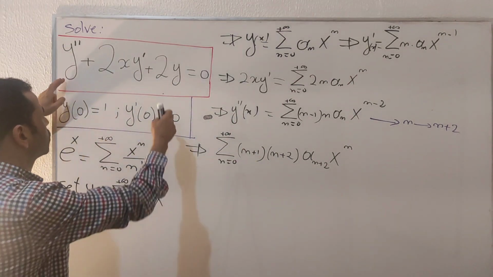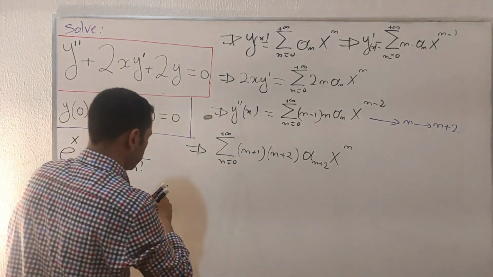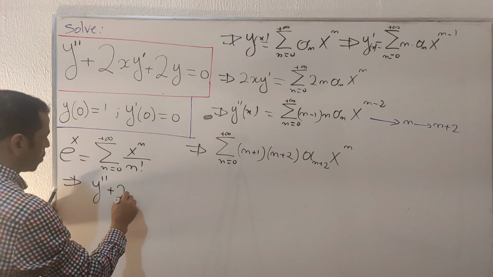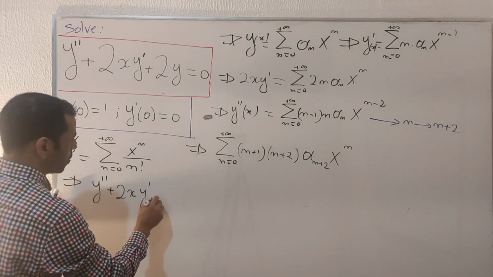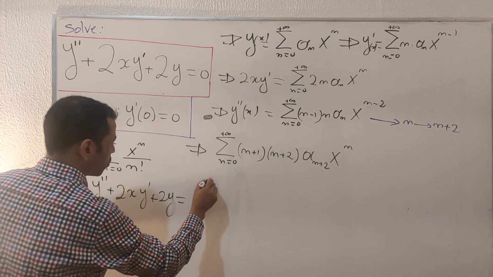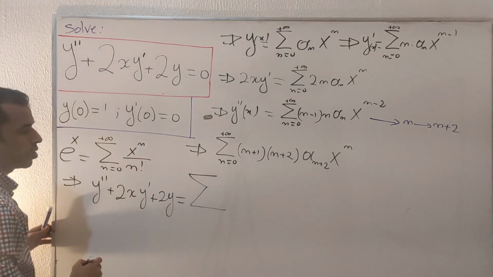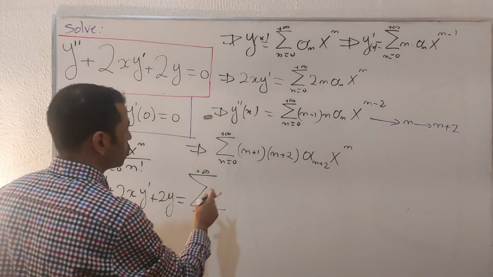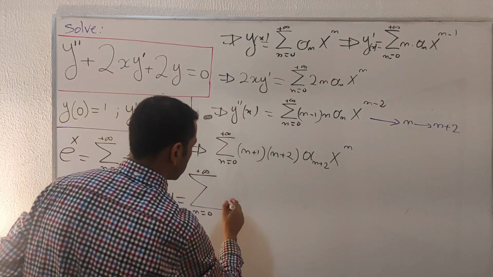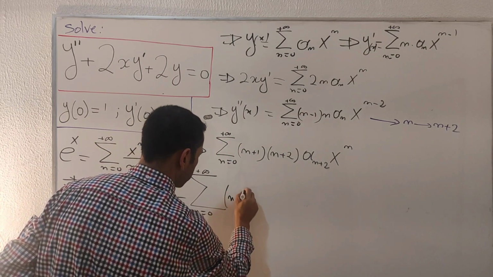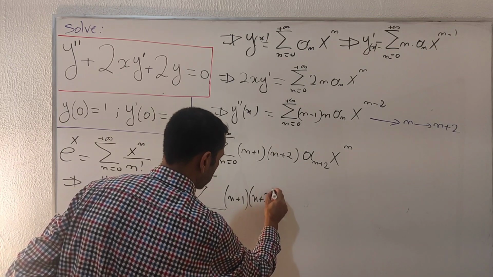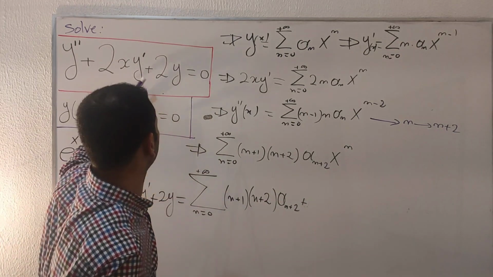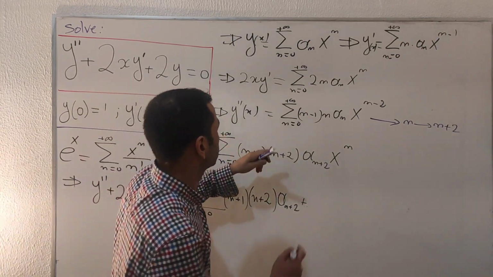I'm going to add all this stuff together to make this equation equal to 0. So I will have the following: the second derivative plus 2 times xy prime plus 2 times y equals, and I'm going to put everything under one sum as n goes from 0 to plus infinity. I'm going to put this one first. So we'll have n plus 1 factor n plus 2 multiplied by e sub n plus 2, plus the second one. The second one will have 2x multiplied by y prime, which is this one.